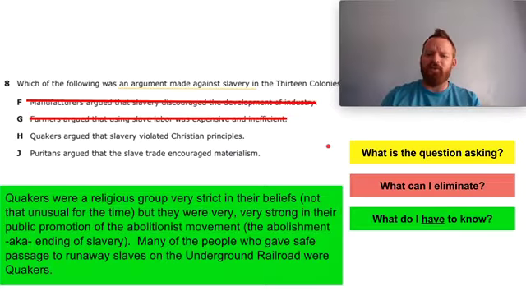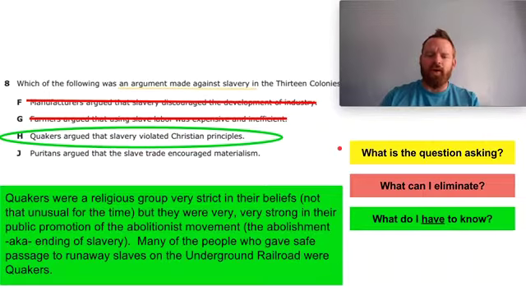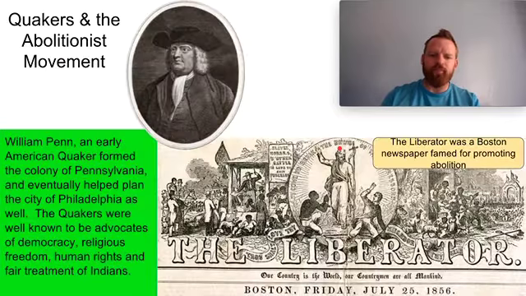So we need to just know who the Quakers were. And if we know that the Quakers were very anti-slavery, very much in the promotion, very strong in the promotion of the abolitionist movement, then this answer becomes quite clear. Quakers argued that slavery violated Christian principles. So let's talk a little bit about who these Quakers were and what the abolitionist movement was.